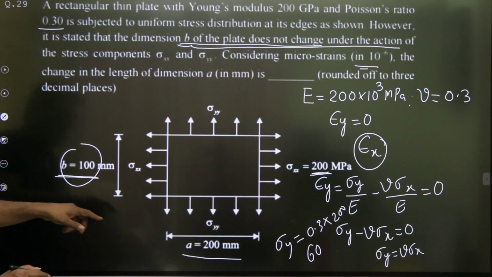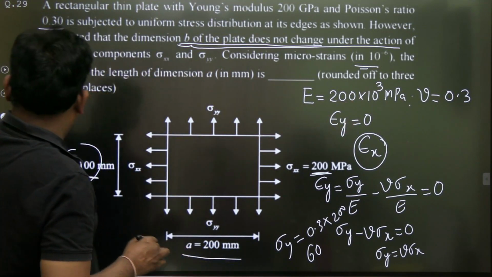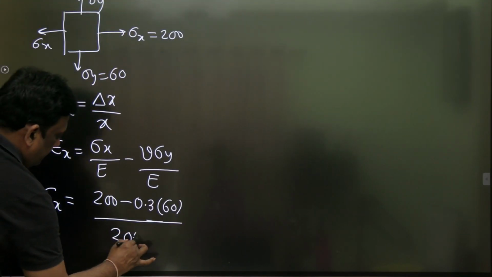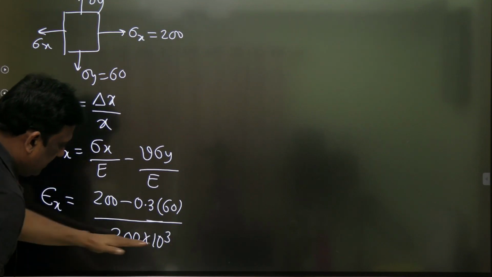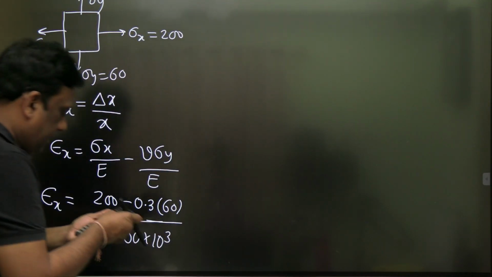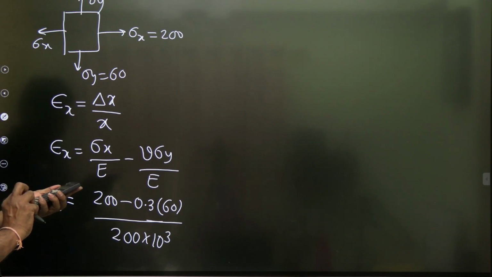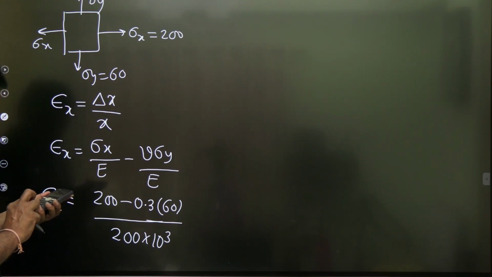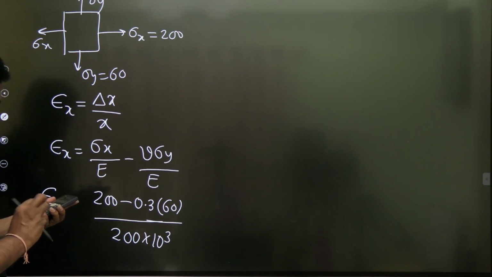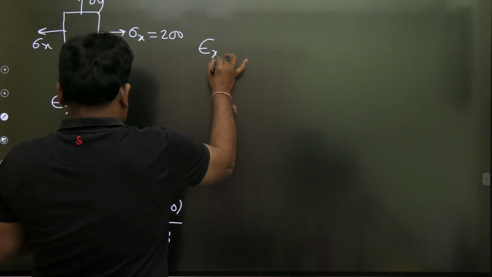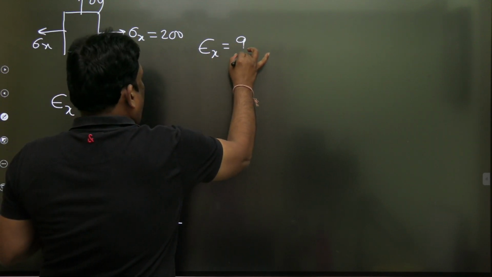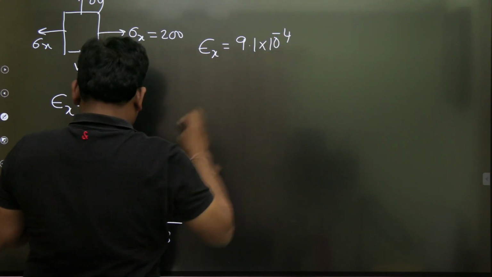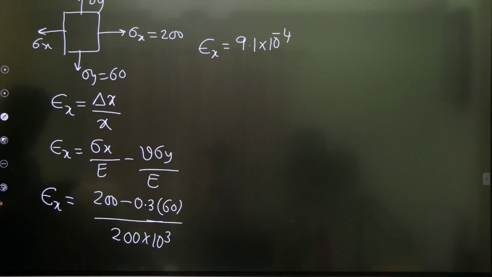What is E? It is 200 into 10 power 3. This is megapascal. So let me calculate. 0.3 into 60. This is 182 by 200 into 10 power 3. I'm getting this value of epsilon x as 9.1 into 10 raised to minus 4. Let me check once, my dear students. 200 minus 18, correct now? By 200 into 10 exponent 3, that is 9.1.